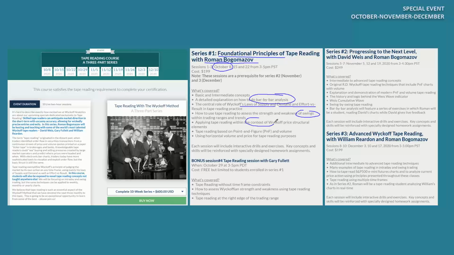We're going to contextualize our tape reading. We're also going to look at tape reading through point and figure and volume, and at horizontal volume tape reading as well. As usual, all of our sessions are very interactive. We're going to have some drills and exercises, and some homework as usual. That's just kind of my style.